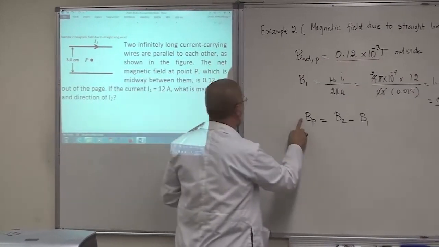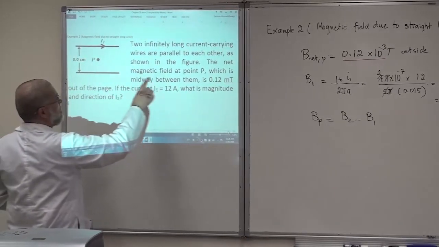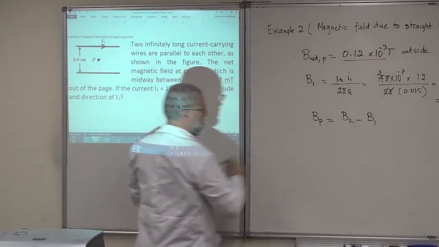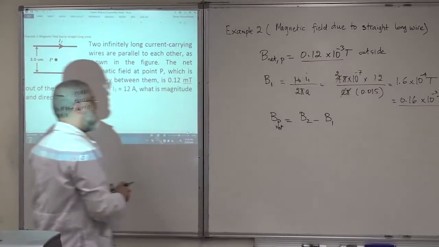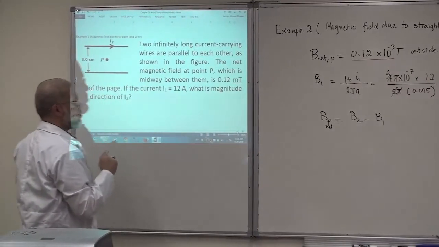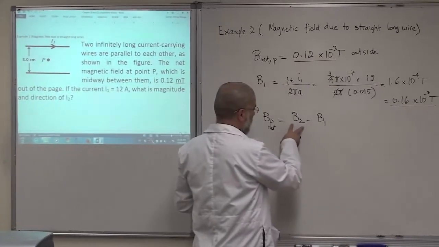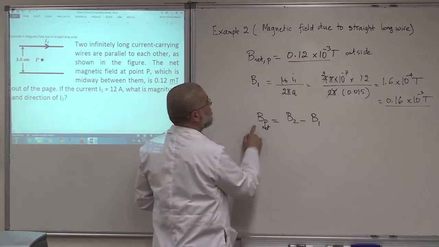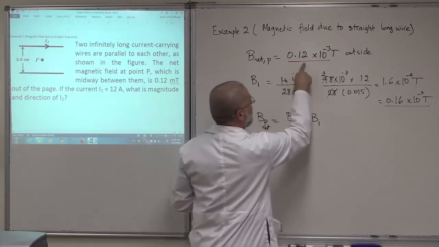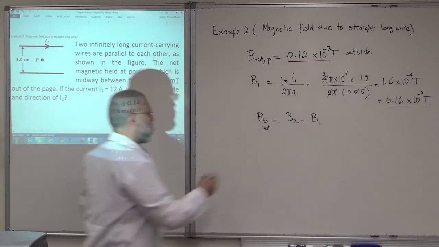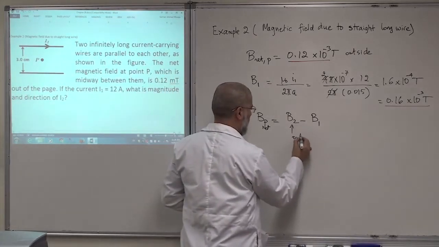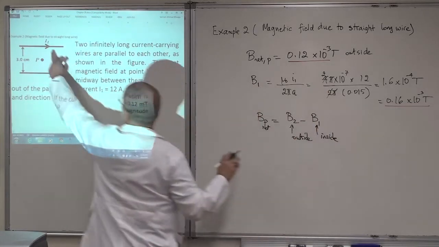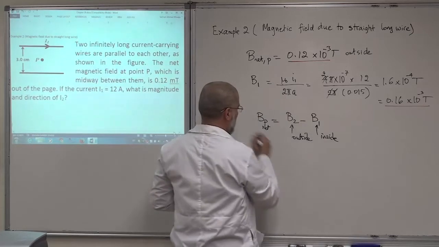B2 is outside, so it has a plus sign, because the net magnetic field at point P is out of the page. So B2 should be outside. I don't know B2 yet, but when I subtract B1 from it, I get a smaller number. B net is smaller than B1. It has to be like this, so this magnetic field has to be outside, and this is inside. The inside is known because I know the current.